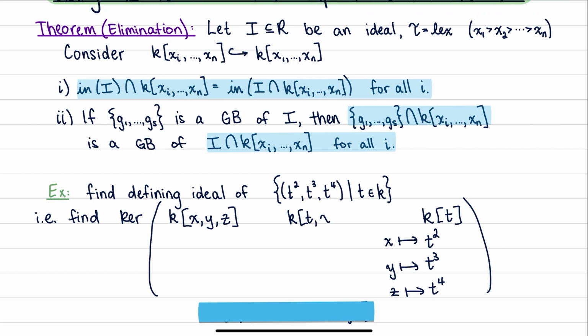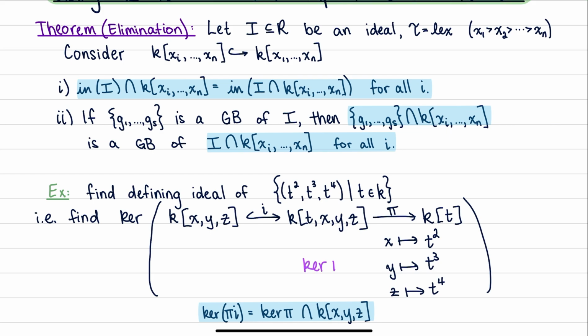If we take a detour through this ring, and we have this map pi that does what I've already written, what we expect it to do, and we think of this as the inclusion that we were talking about in the elimination theorem, then what we are interested in finding right now is the kernel of this composition, the kernel of pi after I. What that means is if I look at the kernel of pi in this middle step, and I find a Gröbner basis of it using this particular ordering that they told me to use, then I can send it backwards, and I will find a Gröbner basis of this ideal that I'm looking for.